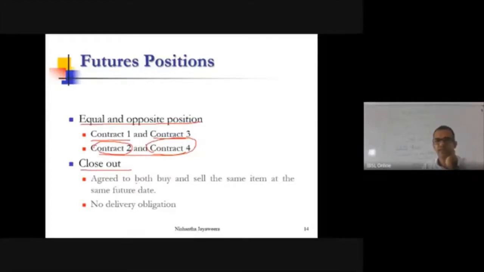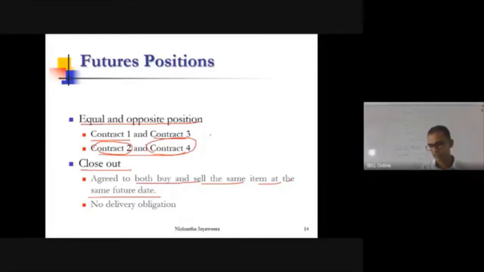So if you have an agreement to buy and sell the same item at the same future date and the same quantity, then you don't have any exposure. So once you enter into contract 1 and contract 3, you don't have any exposure in euro dollar if you have done the same amount, same number of contracts. So we call it a close out in futures terms.